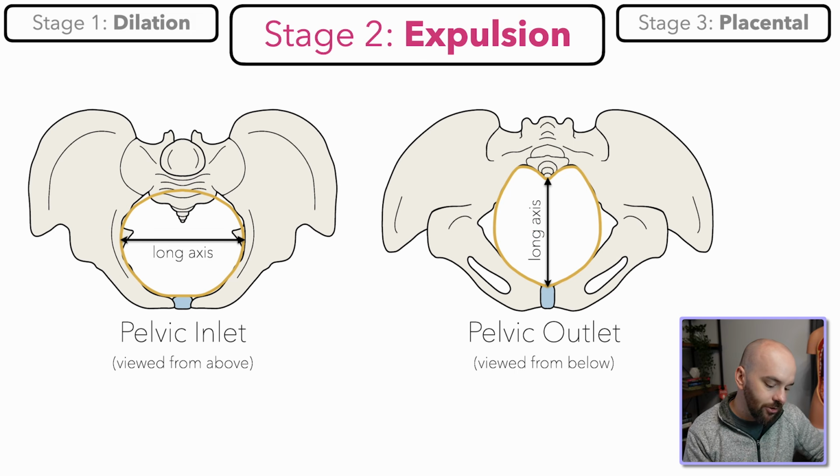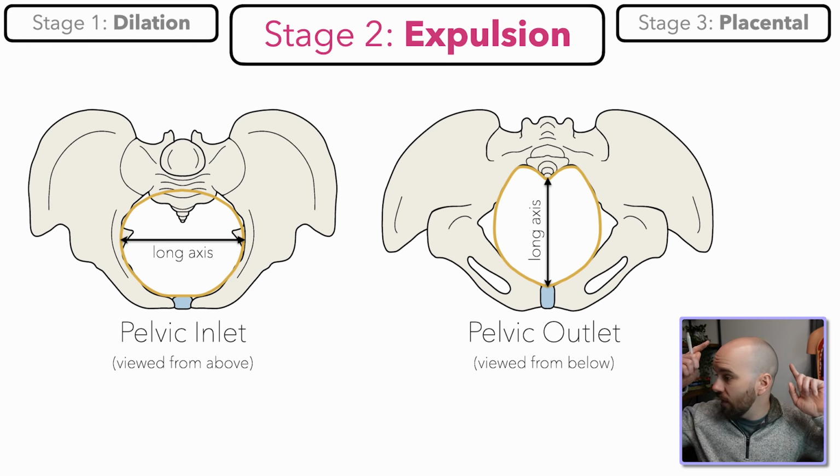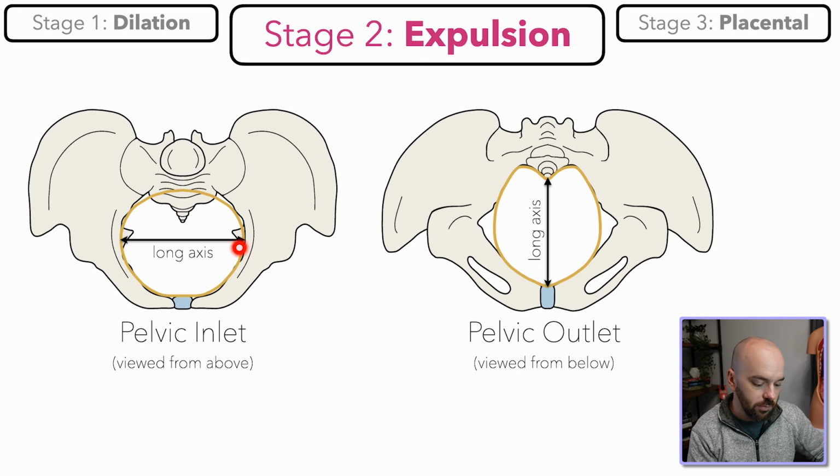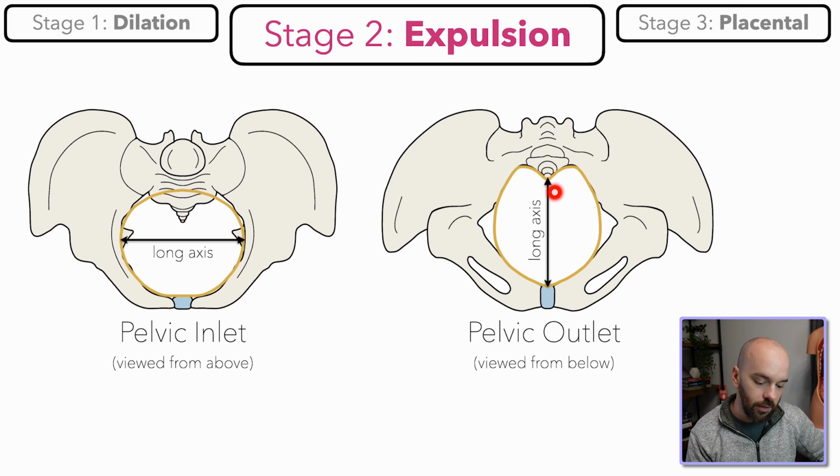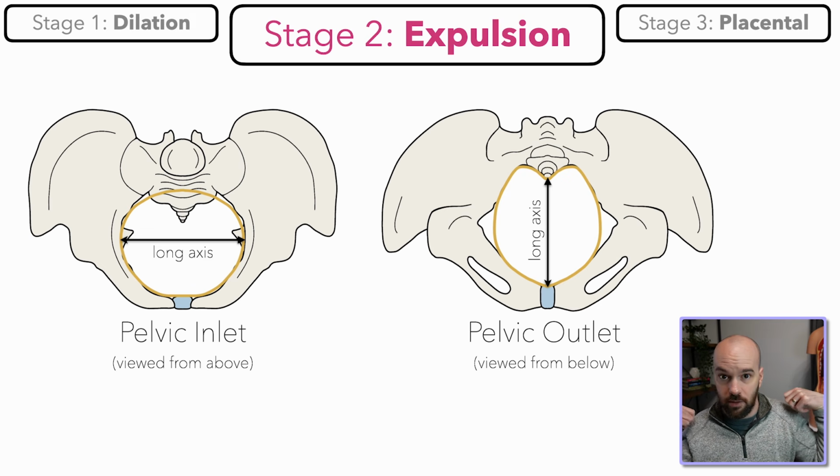Whenever the baby is entering the pelvic inlet, the baby needs to be oriented so that the longest parts of the baby are going to be lined up with the long axis. So for the head, that would be the front to the back. That's going to need to line up with the long axis when it travels through the inlet. And then the front to back of the head needs to line up with the long axis here whenever it's traveling through the pelvic outlet. Same thing for the shoulders. The long axis of the shoulders is from the left to right shoulder. And so that's going to need to line up this way and then line up this way as the baby's coming out. So keep that in mind as we look at the movements during expulsion.